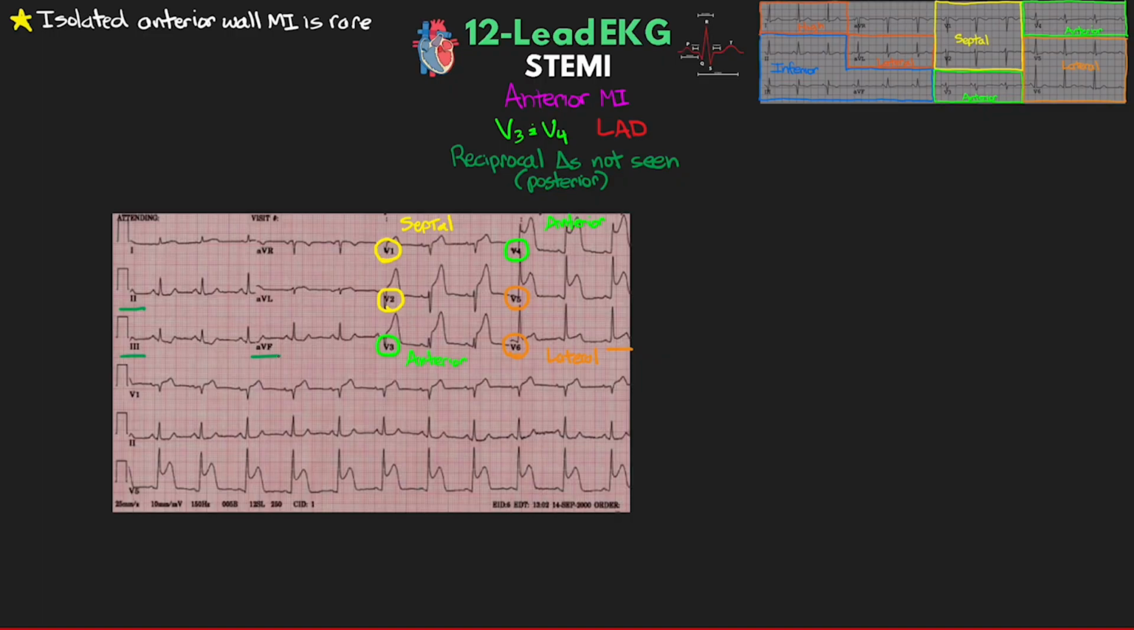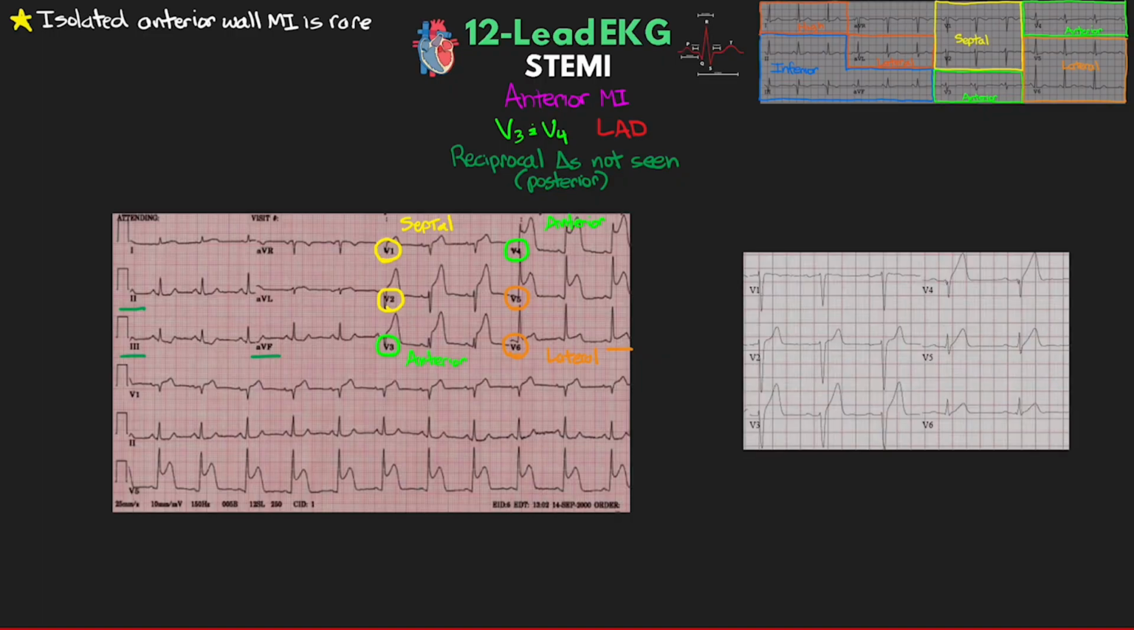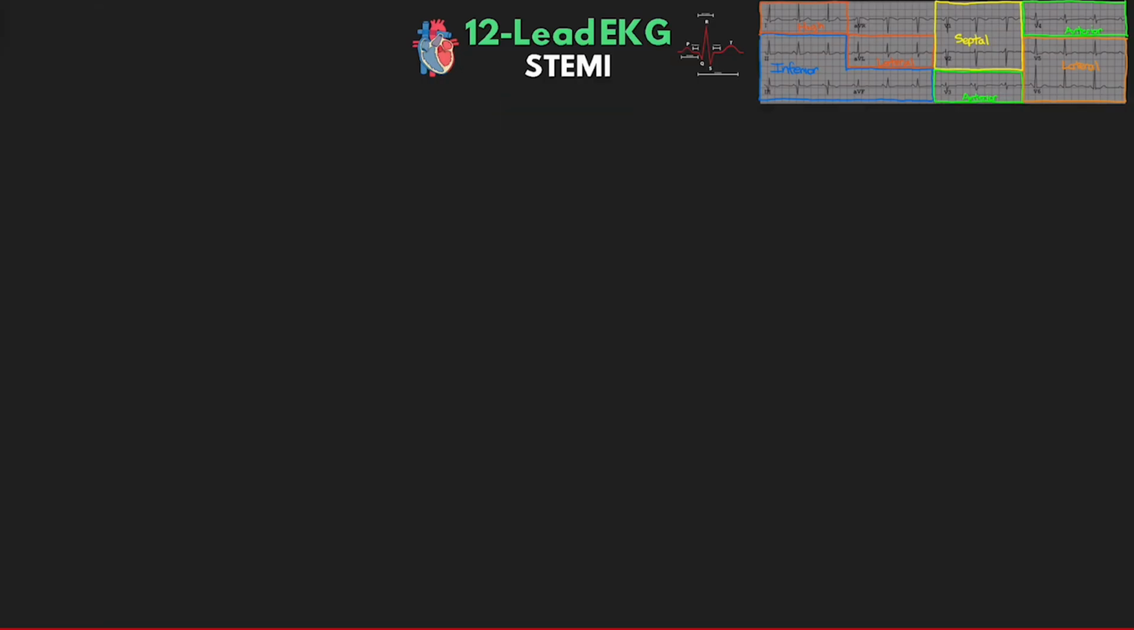Given the rarity of an isolated anterior MI, here's an example of the closest I could find to that. In this example, we definitely have ST elevation in the anterior leads V3 and V4, but hopefully you also see the ST elevation in V2 and V5. So V2 being septal and V5 being lateral. So this really isn't a true isolated anterior MI.